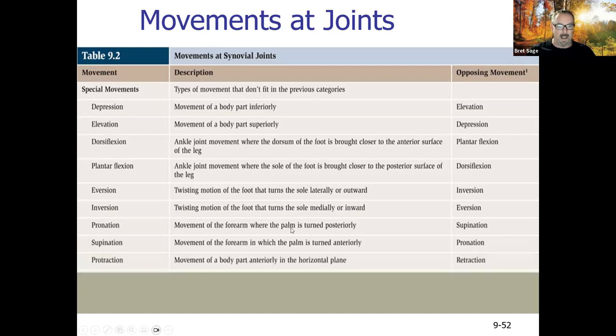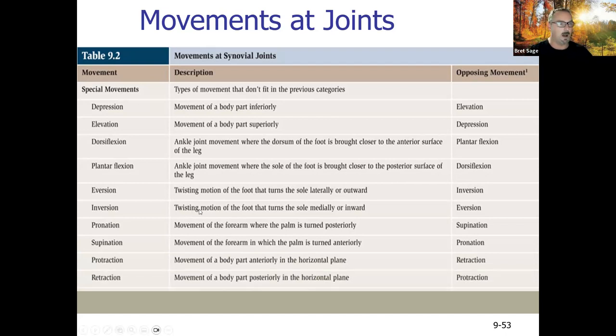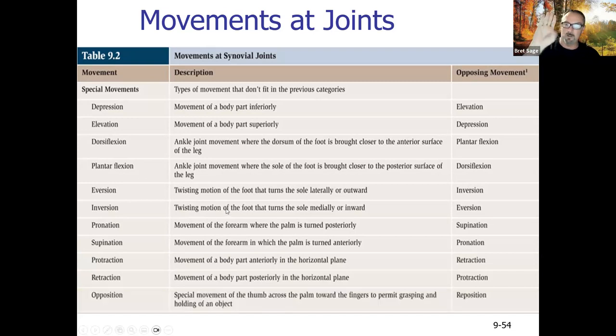Protraction, movement of a body part anteriorly. So I can show you with my jaw. Looks kind of silly, but if I move my jaw forward, my jaw comes forward, that's protraction. Retraction, the opposite. So I go from anatomical to retraction, both look kind of silly. I don't know how well you could see that because I couldn't see you watching me, but there you go. Opposition is moving a thumb across your palm.